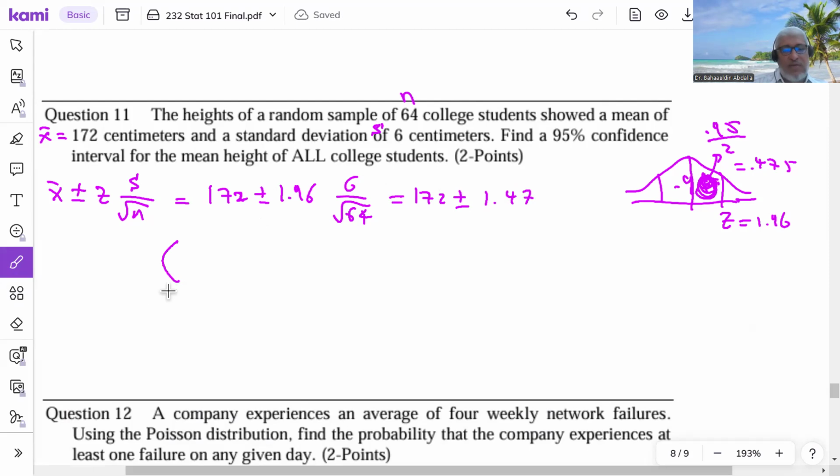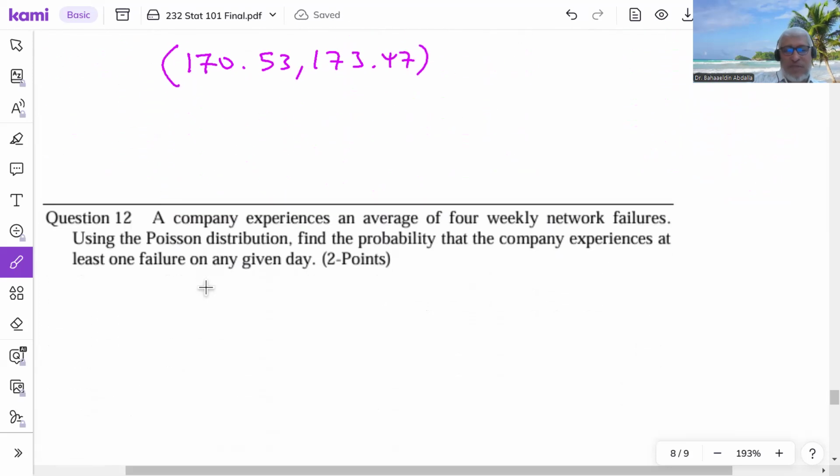So the confidence interval is 172 minus 1.47, which is 170.53, and 172 plus 1.47, which is 173.47. So this is the 95% confidence interval.